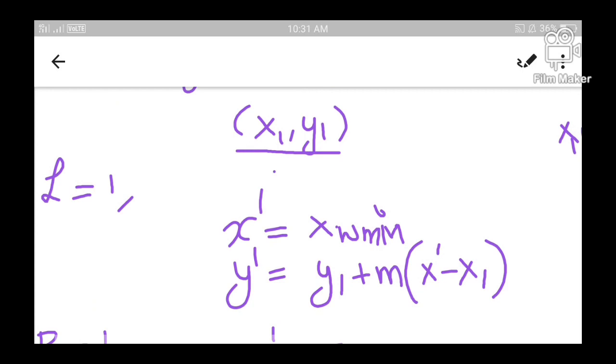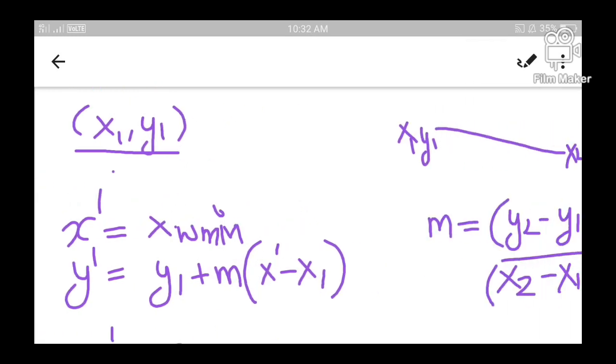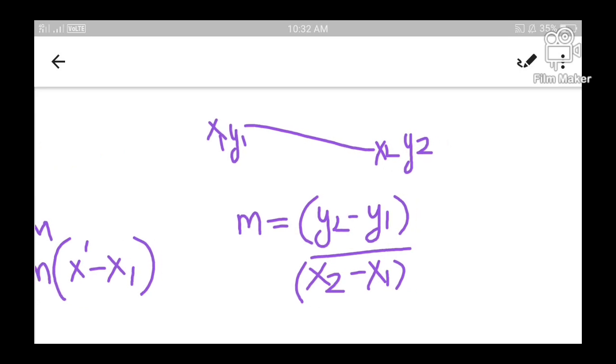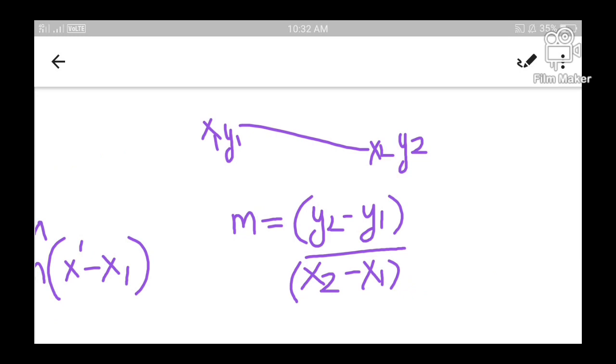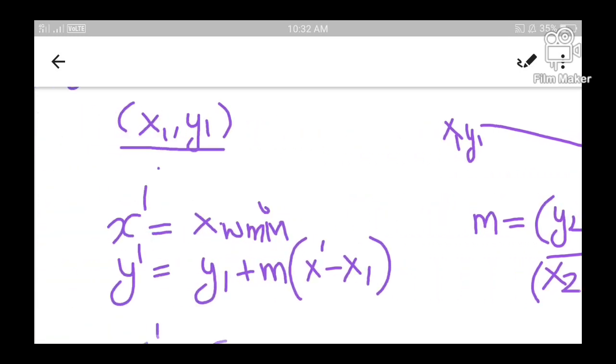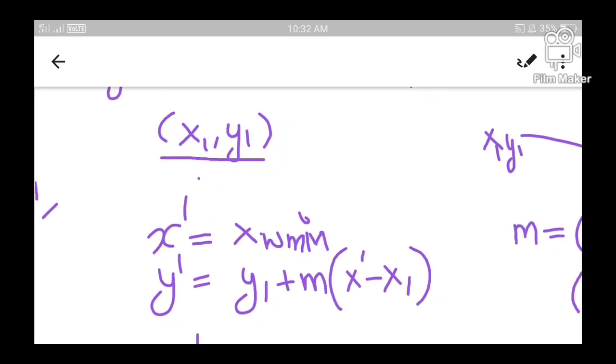What is this y1? Y1 is this value, that means our point. This point needs to be clipped, so this is y1. Y1 plus m. M is the slope of the line. How can we compute the slope of the line? We know that if the line is x1, y1, x2, y2, then the slope of the line can be computed as y2 minus y1 by x2 minus x1. So using this equation, you can find the value of the slope. So the new intersection point y dash can be computed as y1 plus slope m into x dash minus x1. Now this x1 is taken from this value. What about this x dash? X dash is the value just computed.